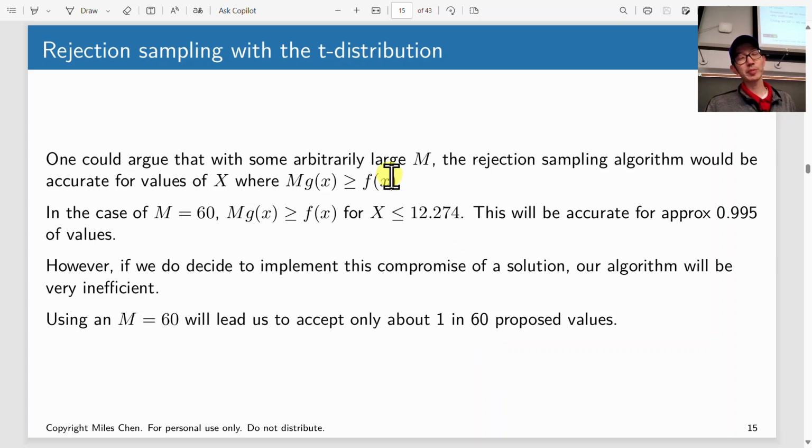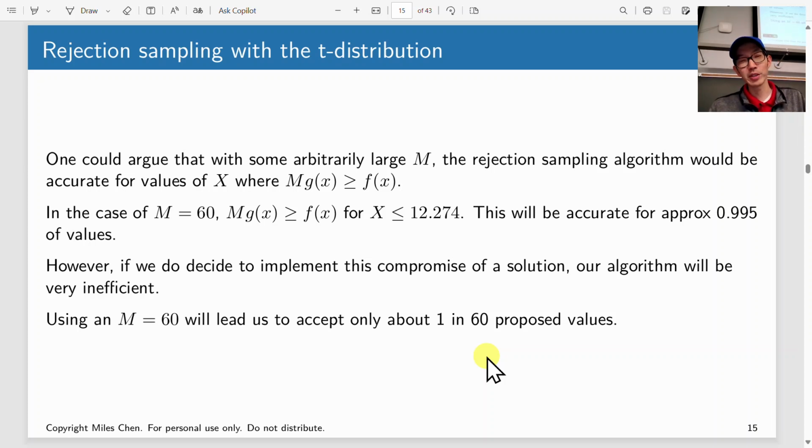So we might argue and say, okay, when you have m equal to 60, this is going to be accurate as long as x is less than 12.274, which is going to cover 99.5% of the values, okay? And so this is not even 100% accurate. It's a compromise of a solution, but it's not a very good compromise because I'm now only accepting 1 out of 60 proposed values. So this is just not a great way to go about it, okay?